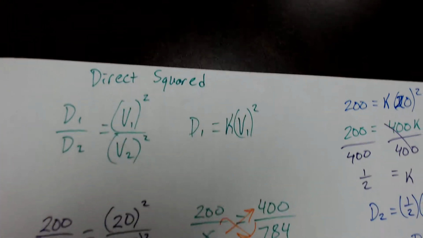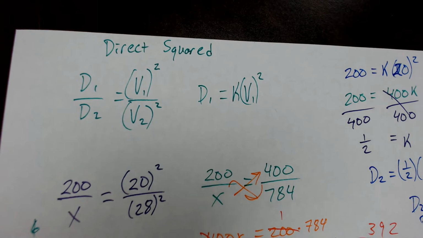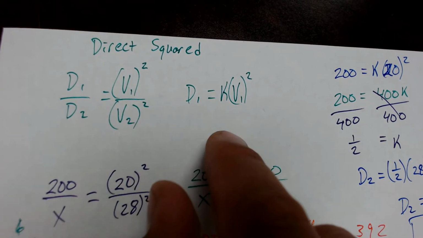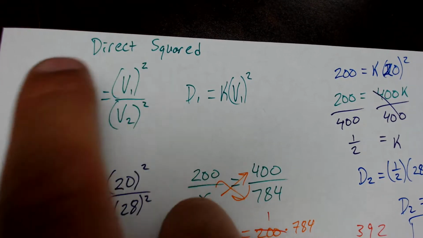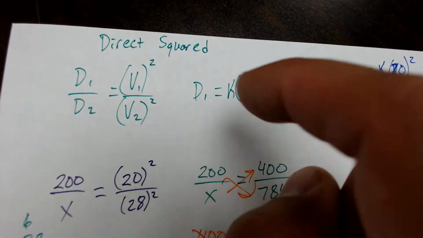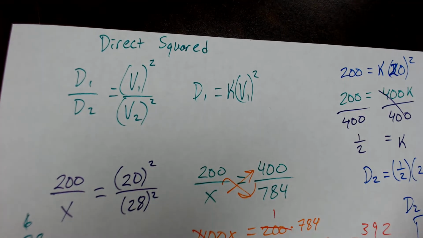So really quick, it's pretty much the same concept. So this is the equation for direct variation squared. We see d1, v1, d2, v2, or d is a constant times v squared.